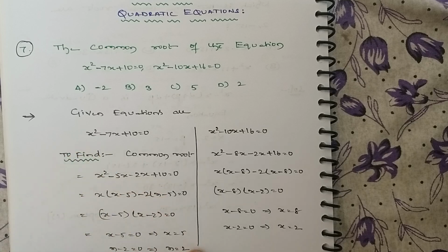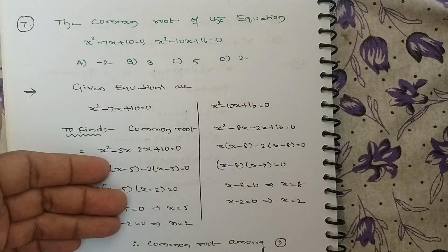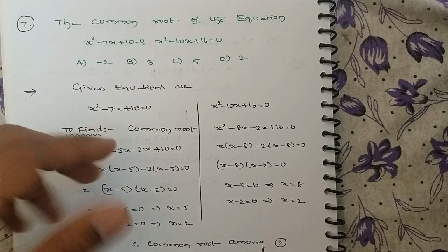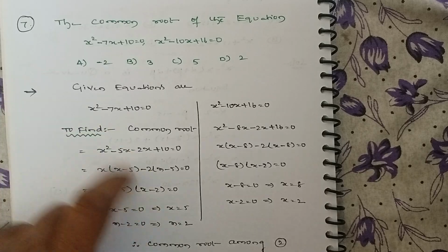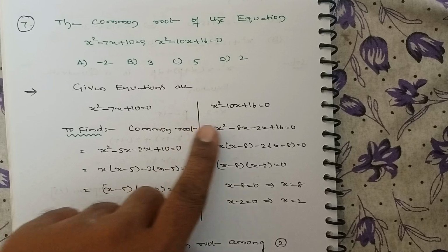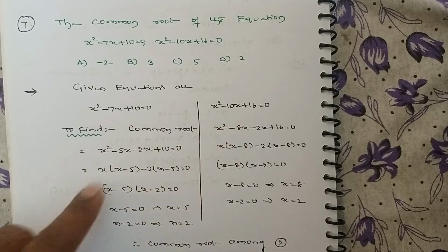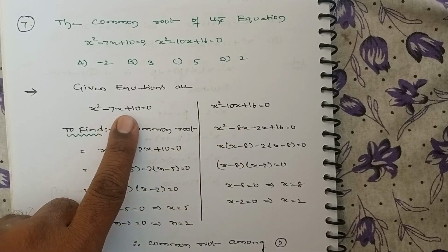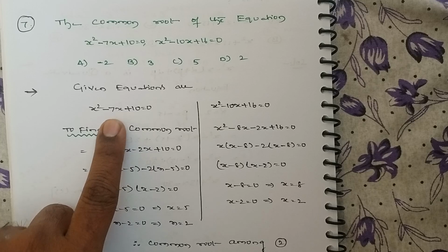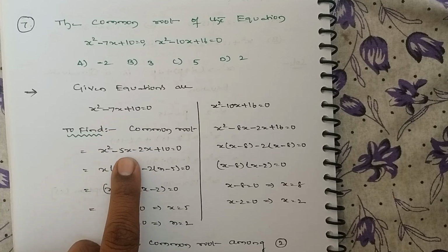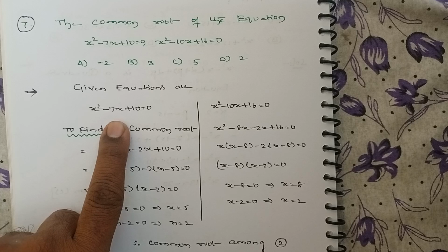So take down the equations and find the factors for both separately. x square minus 7x plus 10 and x square minus 10x plus 16. Okay, so what are the factors of 10? Middle term 7x: 5 and 2, right? 5 times 2 is 10, and 5 plus 2, the sum, will get 7.